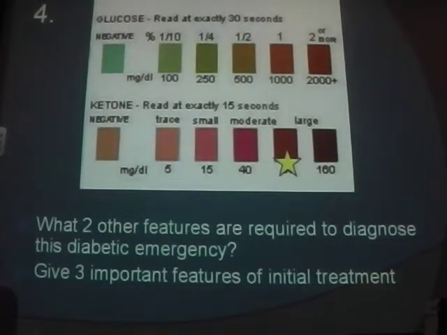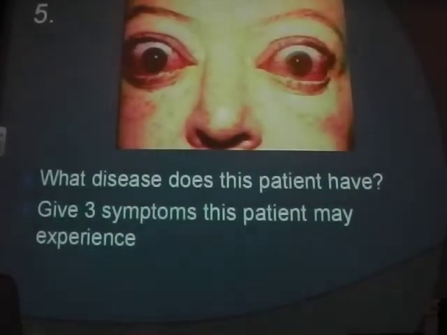Hard to represent pictorially. What other features are required to diagnose this diabetic emergency? And give three important features of the initial treatment. What disease does this patient have? And try and think of three other symptoms that they may experience. This is the last one.